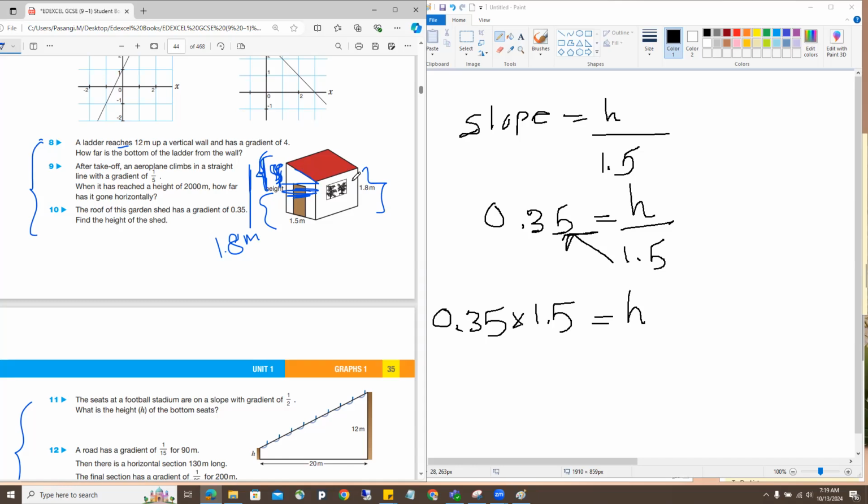That means 0.35 into 1.5. Yeah, like that. Okay.